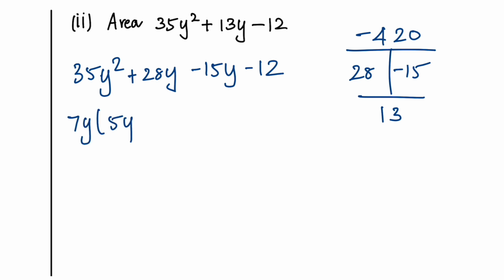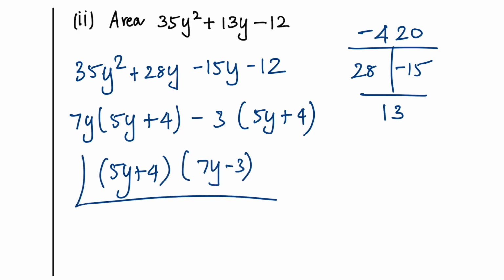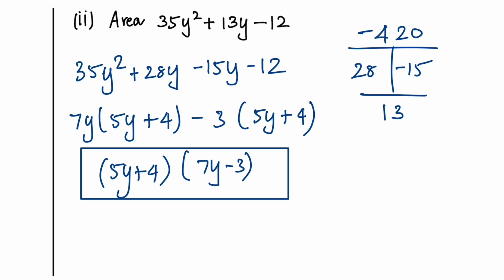7y, so that leaves you with 5y plus 4, because 7 times 4 is 28 and 7 times 5 is 35. From these two, you can take minus 3 as a common factor, so that leaves you with 5y plus 4, again 5y plus 4. So 5y plus 4 can be taken as a common factor, and 7y minus 3 you are left with, and these are the two factors for this question. So those are the possible values of length.